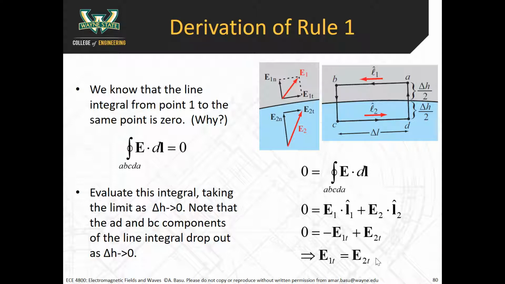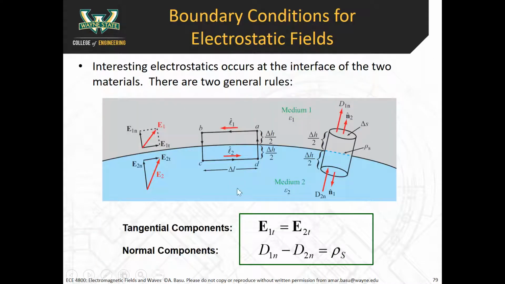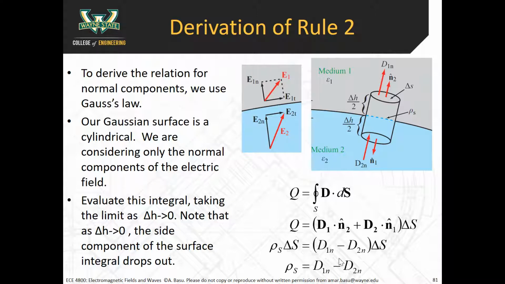The second rule is D1 minus D2 is equal to rho sub S. To derive that, we are going to use Gauss's law. The first thing that we derived was from Stokes' theorem. This one is Gauss. So let's write down Gauss's law, or the divergence theorem.